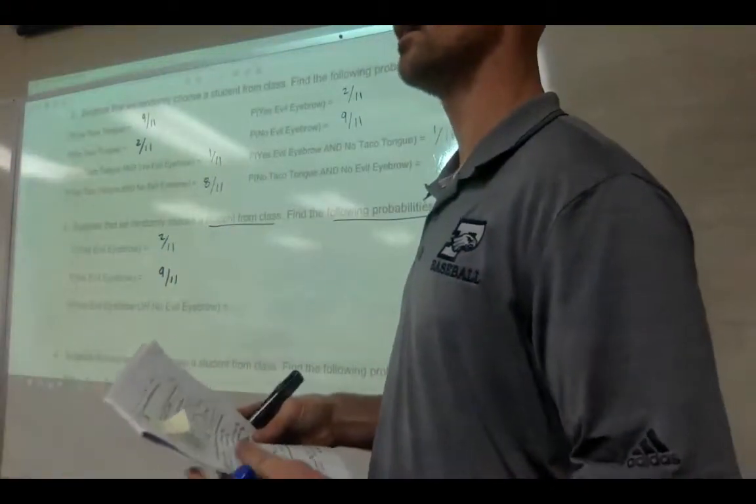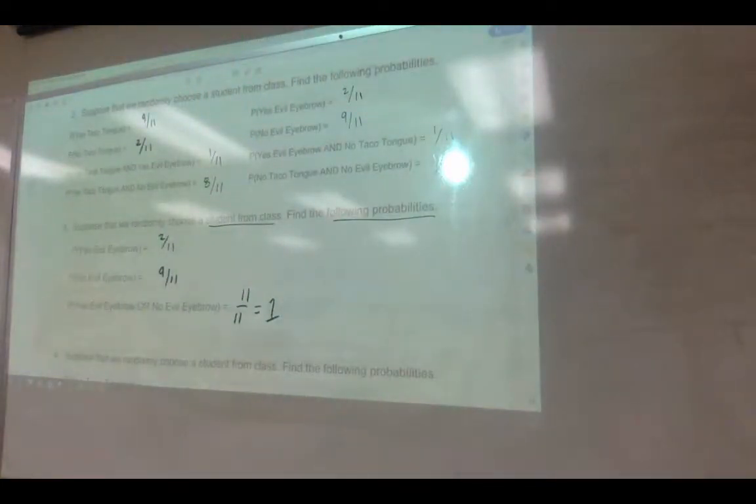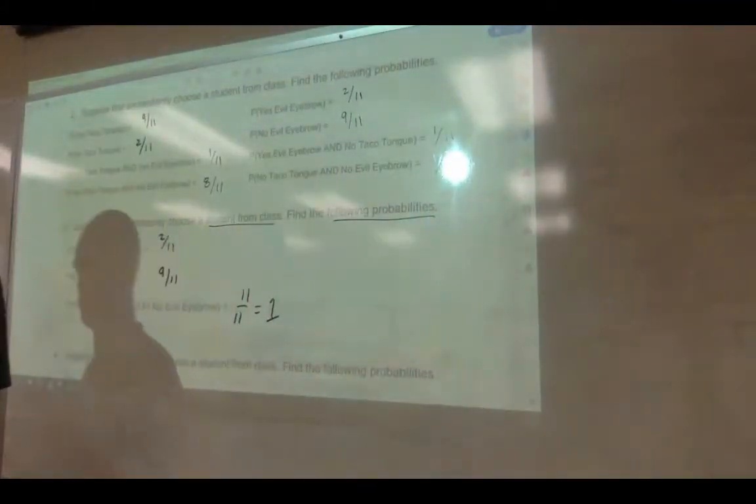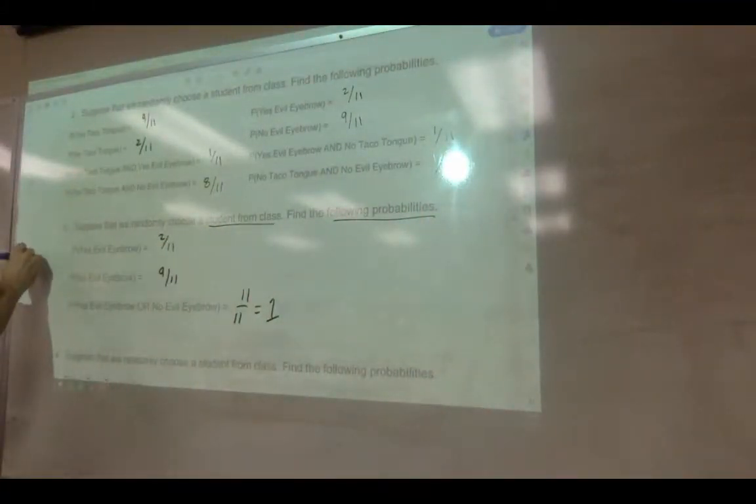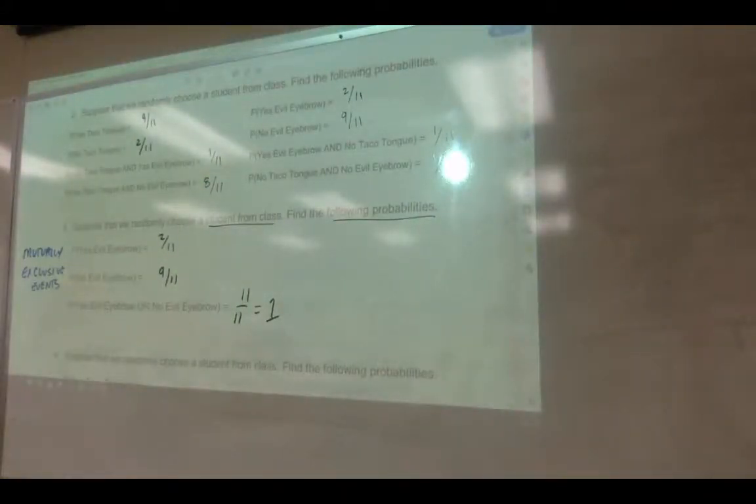So what's the probability of yes, evil eyebrow or no evil eyebrow? 11 out of 11. Why even go through that? Well, my point was to say these right here are mutually exclusive events. Either you can or you cannot.